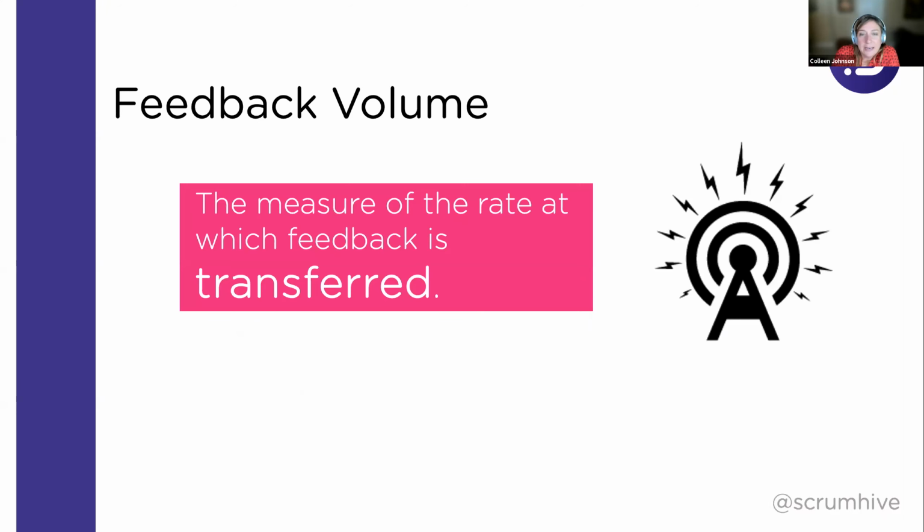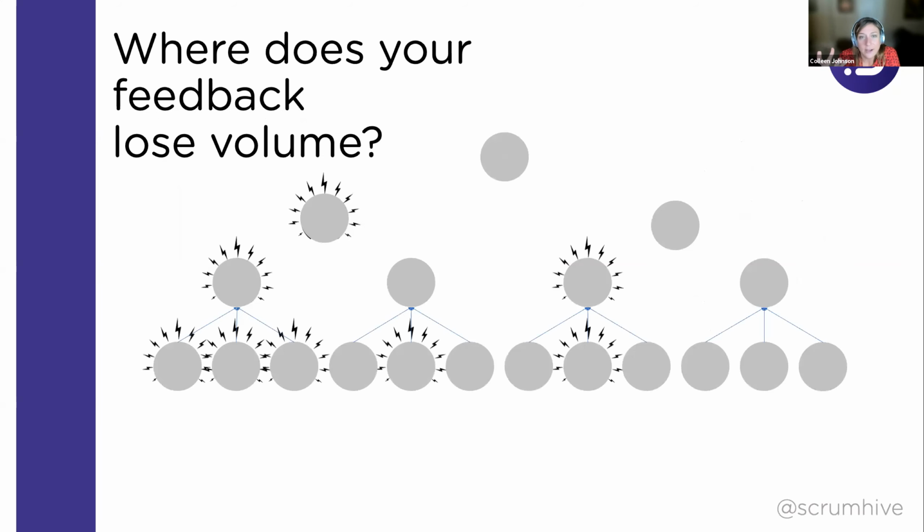The next one is volume. I said feedback and volume, I think, are the two keys to success here. When we think about feedback volume, what I mean is the rate that the feedback is transferred. Think of an electrical volume, or just noise, the volume of your radio. When we think about volume, I'm thinking about how far that feedback travels in the organization. Are you getting the right ears on it?